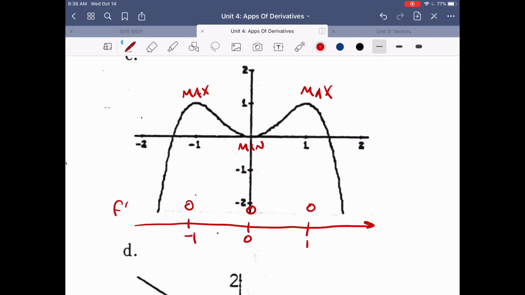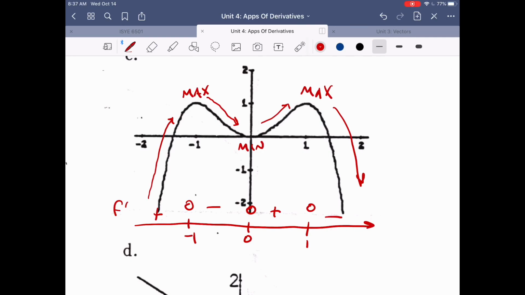So to the left of -1, my graph is increasing, which means that f prime is positive. Between -1 and 0, the graph is decreasing, which means that f prime is negative. Between 0 and 1 is increasing, so that's positive. And then after 1 it decreases, so that's negative.